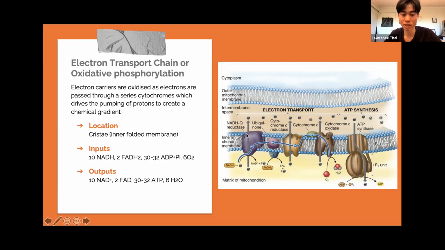These complexes are named 1 to 5. I just want to highlight here that there are 2 different electron carriers: NADH and FADH2. Just know that they enter at different steps. For example, NADH enters at complex 1, whereas FADH2 enters at complex 2. So they enter at different points, but nevertheless, they still generate the pumping of hydrogen into that intermembrane space.